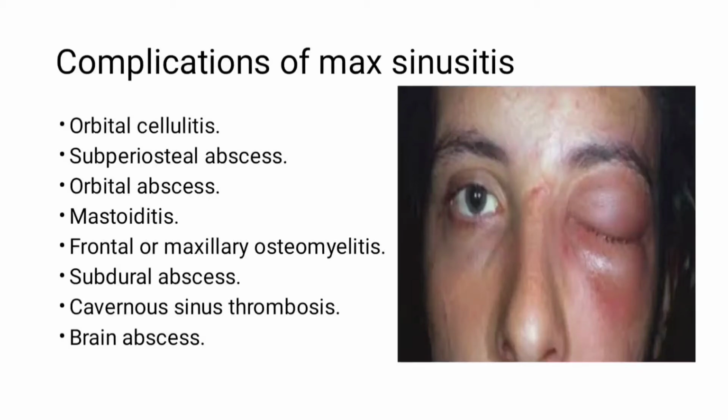Moreover, the infection can spread to the bone itself, forming inflammation of bone and bone marrow, what's called osteomyelitis, causing maxillary osteomyelitis in case of maxillary sinusitis, or frontal osteomyelitis in case of frontal sinus infection. Here is frontal sinus infection. Also the infection can spread to the cranium, causing subdural abscess or cavernous sinus thrombosis, or even brain abscess, through the venous communication from the facial surface to the intracranial region.